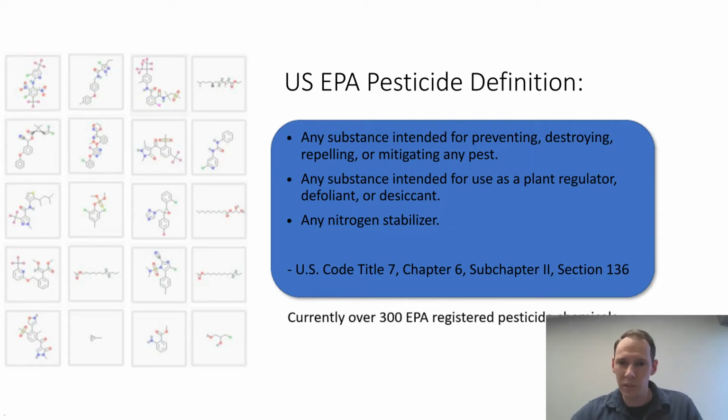So pesticides, of course, refer to various different types of chemicals that are intended to prevent pests. The EPA definition is a little bit more broad and does include other things like plant regulators, defoliants, desiccants, and nitrogen stabilizers. Currently, the EPA has over 300 pesticide chemicals that are registered for use as pesticides.